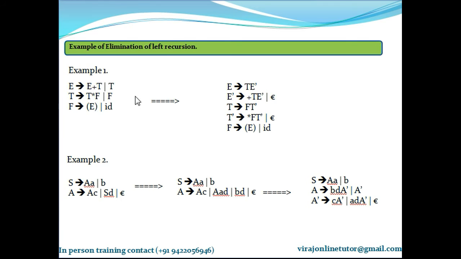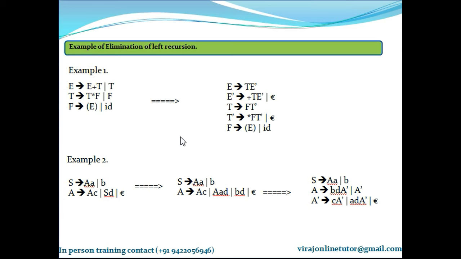Is this production having a left recursion? T gives T asterisk F or F. What is the leftmost symbol on the right hand side? Capital T. Is capital T exactly matching capital T on the left hand side? Yes. So this is also having left recursion. Is this having left recursion? No, because the leftmost symbol is not matching the symbol on the left. That's why these productions do not have left recursion. But these two definitely have left recursion.